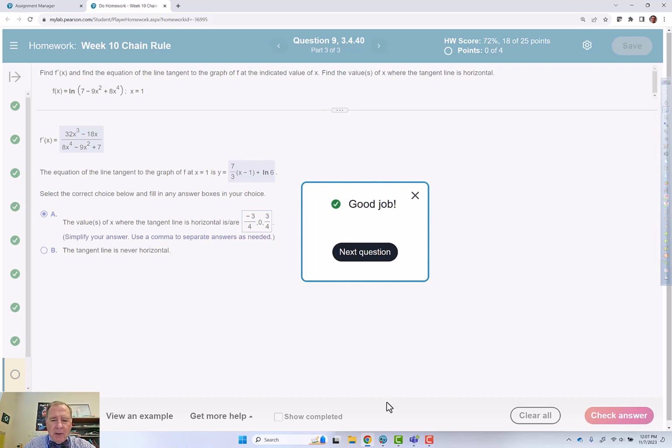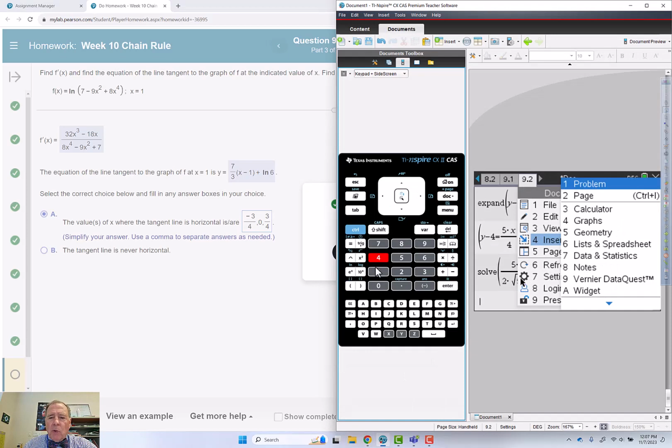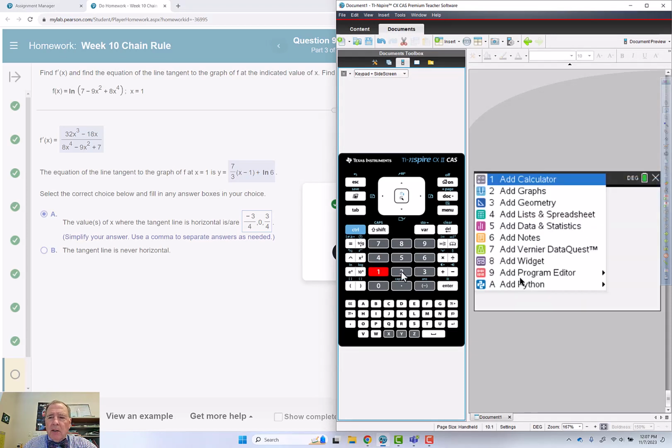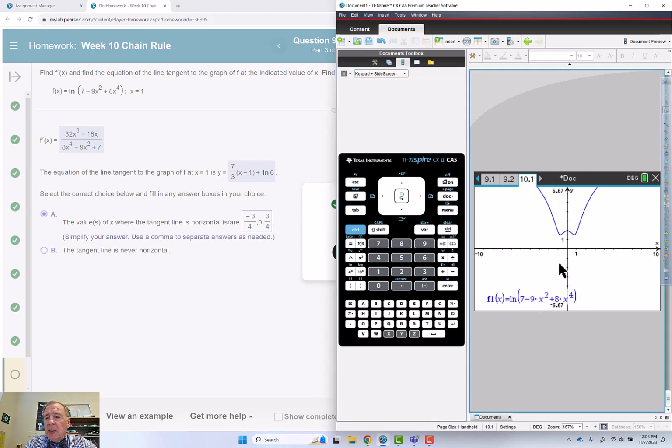And you can bail out now if you don't want to see this done in the calculator, but I'm going to go ahead and do the whole thing in the calculator. So I'm going to hit calculator, doc for 1 for a new problem, 2 for a graph, and I'm going to go ahead and put in the original function. Control e to the x to get natural log 7 minus 9x squared plus 8x to the 4th, and hit enter. And we do see 1, 2, 3 different places where we're going to have a horizontal tangent.